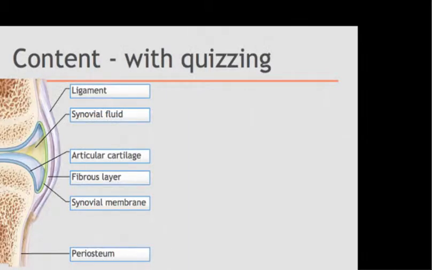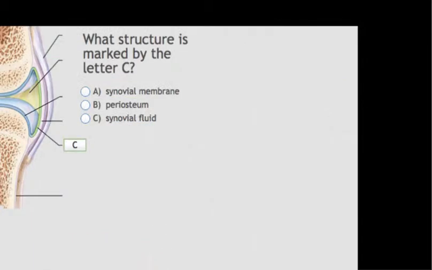Just as another demonstration of what can be done, the content can be put in with quizzing. This is just an example of what might be done. And here we have the quiz. And I'm going to guess wildly that C is the synovial membrane. And submit the question, and I get it correct. This could be posted and added to a student's score, or it could simply be something that had to be completed before they could progress.